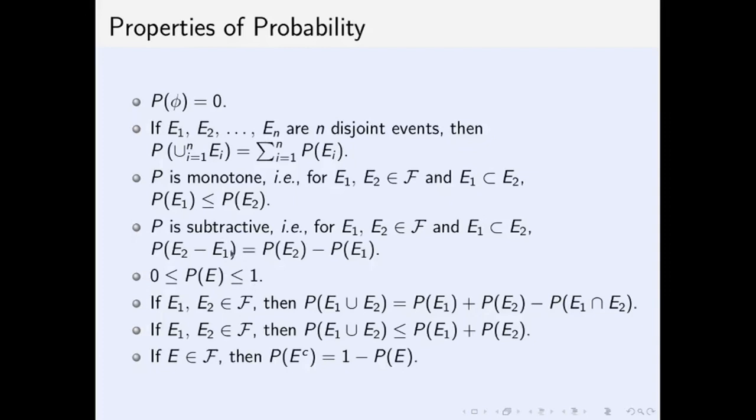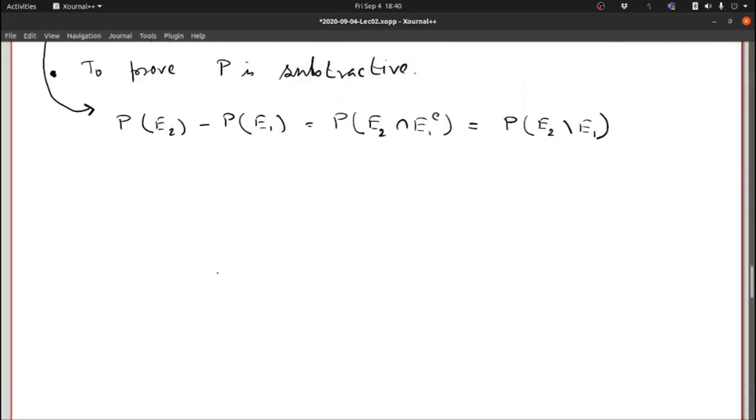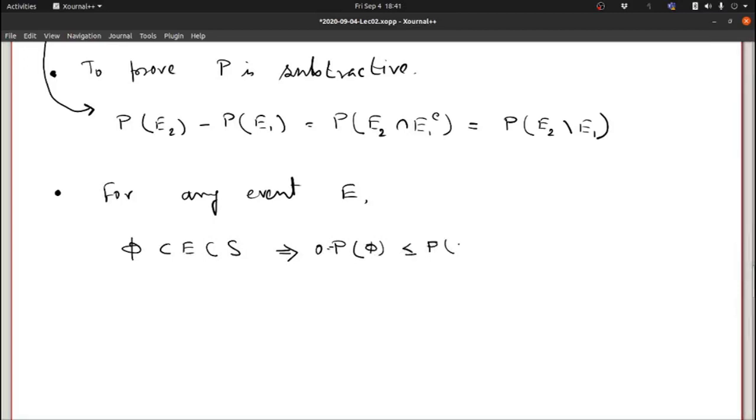How can I prove this? This proof is very, very simple. You can easily see that for any event E, the null set is a subset of E, which is a subset of S, and that completes the proof, because we have seen that P of phi, which equals 0, is less than or equal to P of E, which is less than or equal to P of S, which equals 1. So this proof is fairly simple using the monotone property.